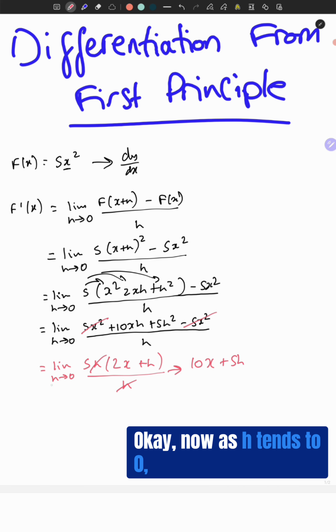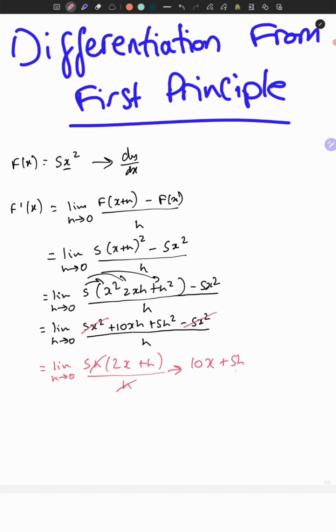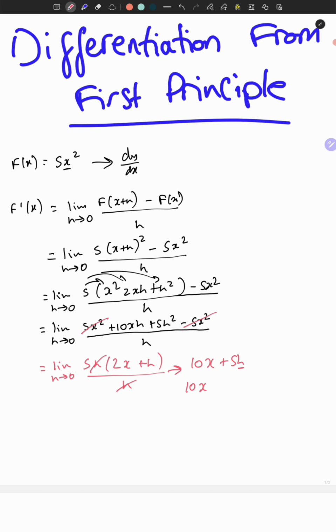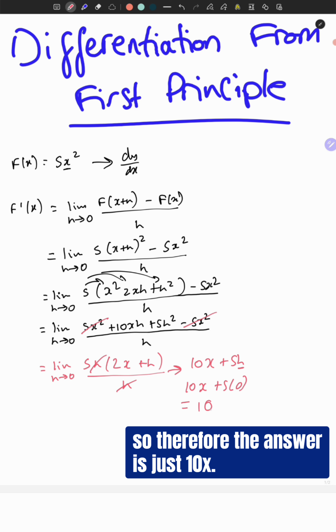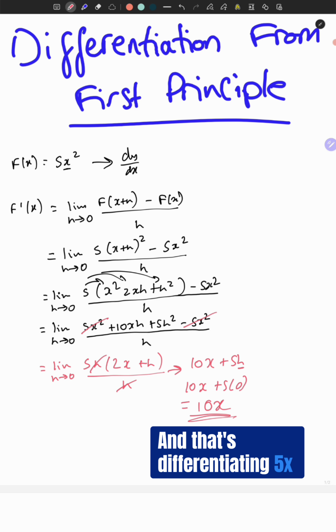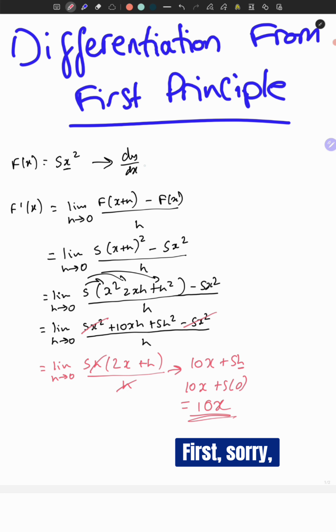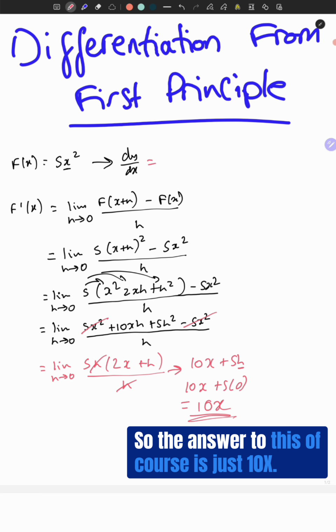Okay, now, as h tends to 0, essentially this eventually goes to 0. So this becomes 10x plus 5 times 0. So therefore, the answer is just 10x. And that's differentiating 5x squared using first principle. So the answer to this, of course, is just 10x.